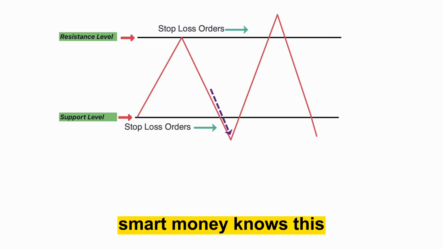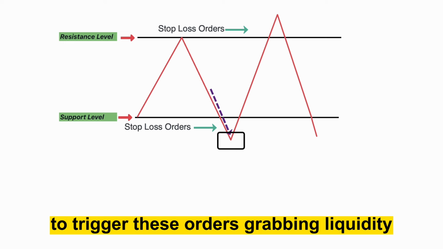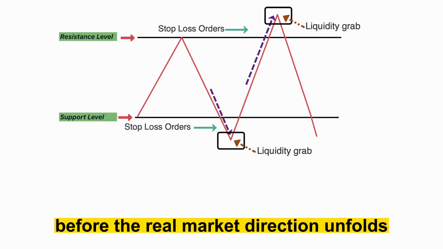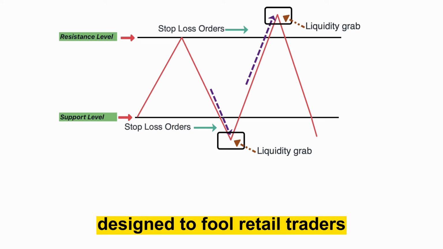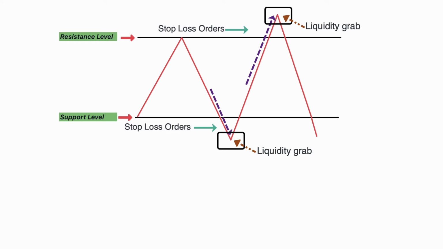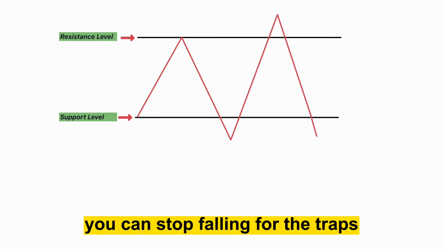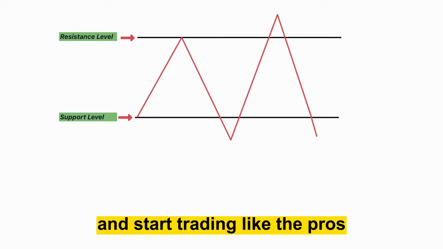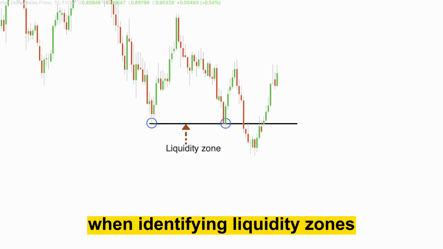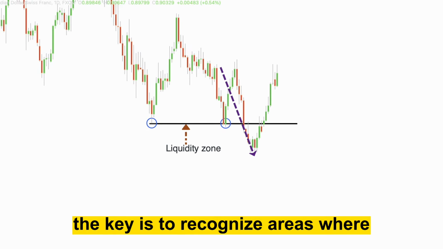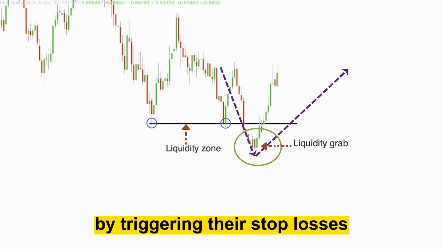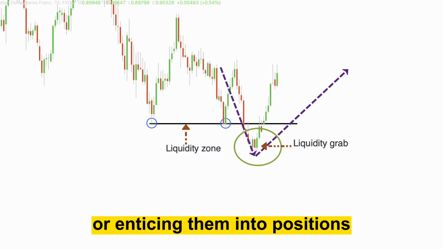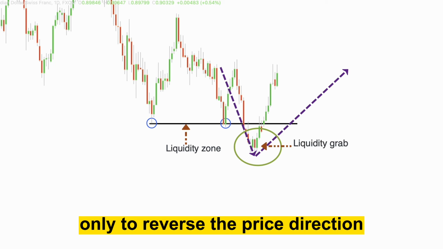Smart money knows this, and they push the price into these zones to trigger these orders, grabbing liquidity before the real market direction unfolds. It's all part of creating a trap, whether it's a bull trap or bear trap designed to fool retail traders. But once you grasp this, you can stop falling for the traps and start trading like the pros. When identifying liquidity zones, the key is to recognize areas where the market is likely to trap traders by triggering their stop losses or enticing them into positions, only to reverse the price direction.